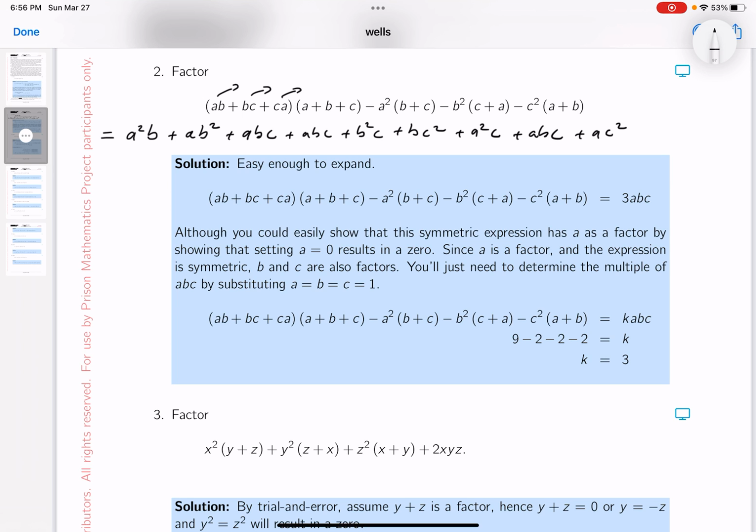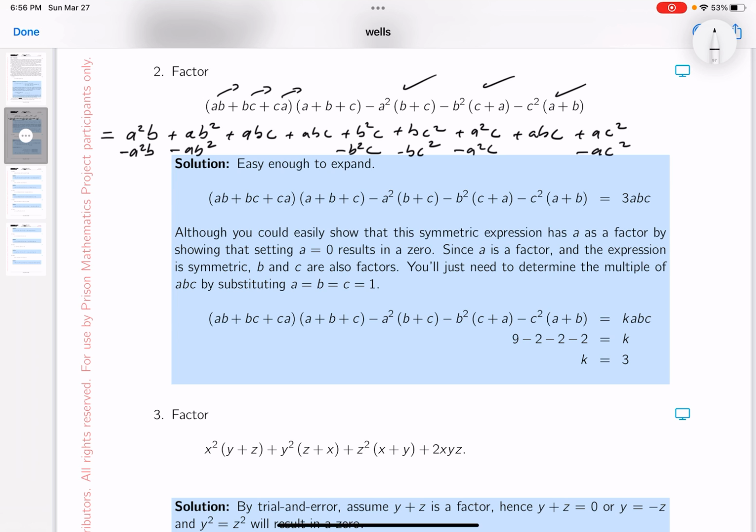Minus A squared B. And you're going to get minus A squared C. All right, let's go to the next one. We just did this one. Let's do this one. So it's going to get minus B squared C. Right? And then what do you get? Minus AB squared. All right, let's do the last one, which is minus AC squared. And then you're going to get minus BC squared.